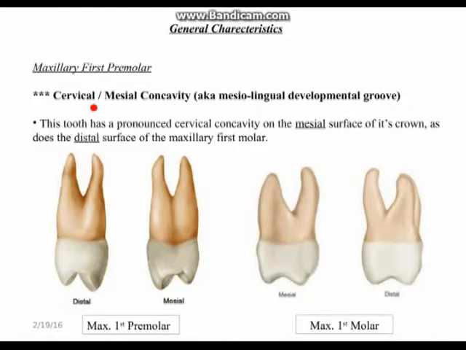So the maxillary first premolar is going to have this developmental groove, okay? And the maxillary first molar on the distal side is going to have this groove as well, okay? So that's a resemblance between both. Now remember, mandibular second premolar to the mental foramen, okay? So every tooth has a special characteristic. You just have to remember it. If you remember it now, you can remember it forever. That I promise you.